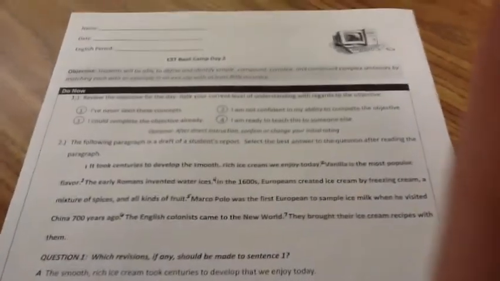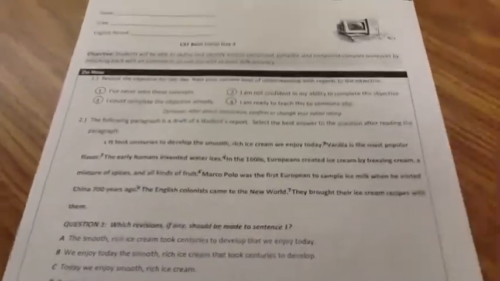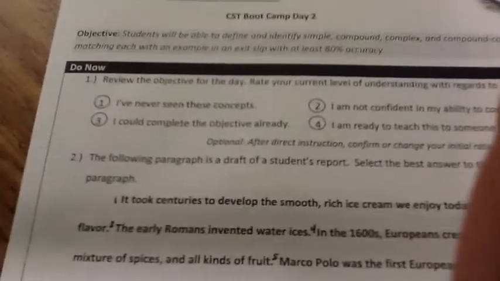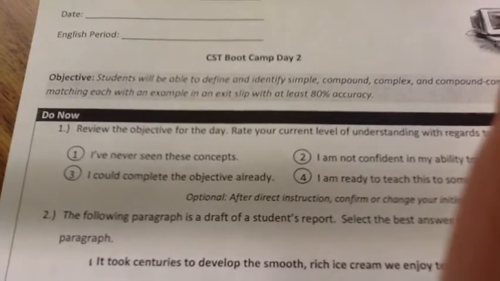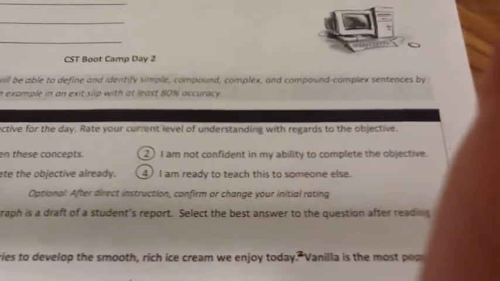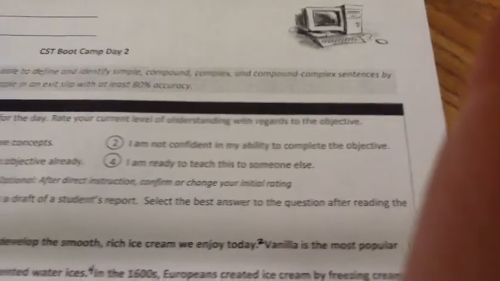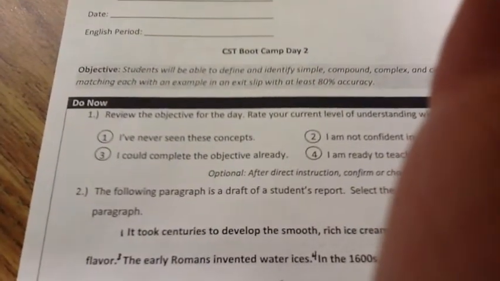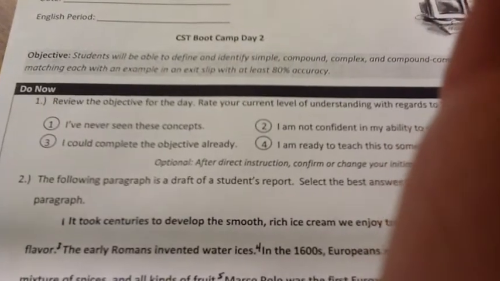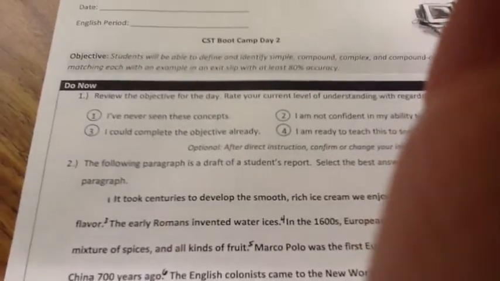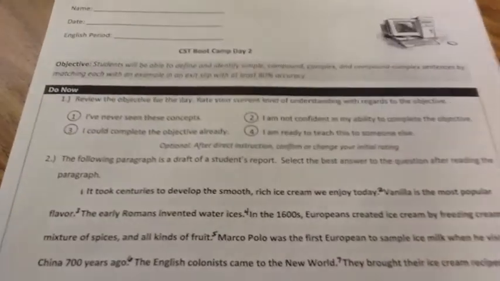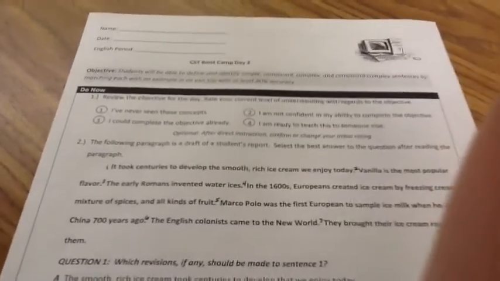Okay, now you should be ready to review the Do Now if you have signed your CHAMPS contract. So let's first look at the objective for today. The objective states, students will be able to define and identify simple, compound, complex, and compound-complex sentences by matching each with an example and an exit slip with at least 80% accuracy. Please go ahead and show me on your fingers what your current level of understanding is. Now, we haven't done this before, so I expect to see a lot of 2s being bubbled in today.